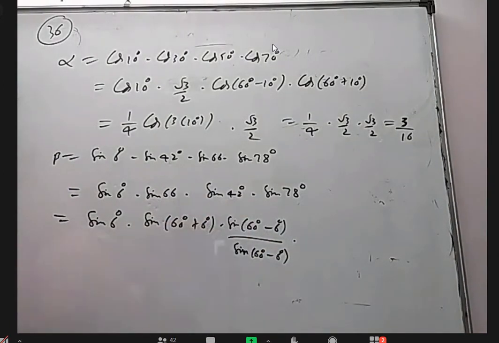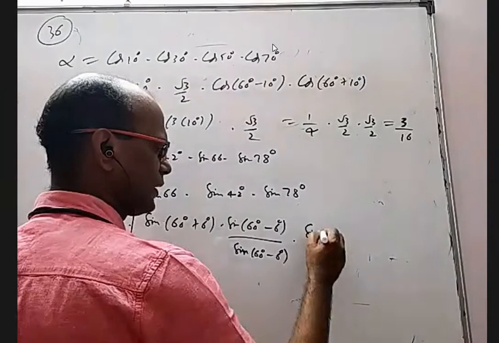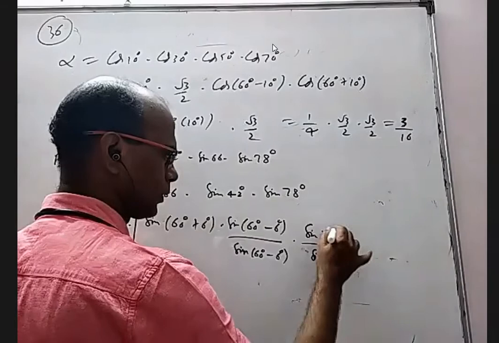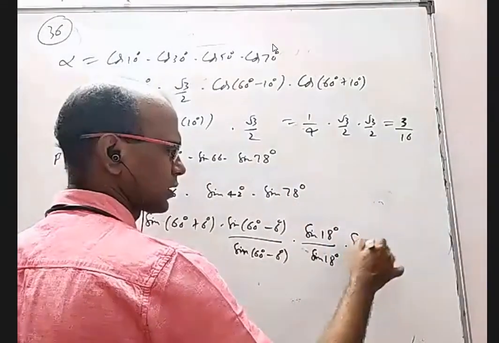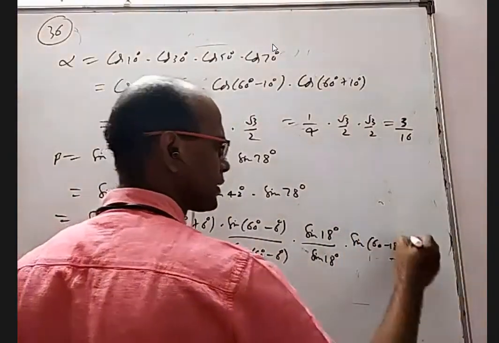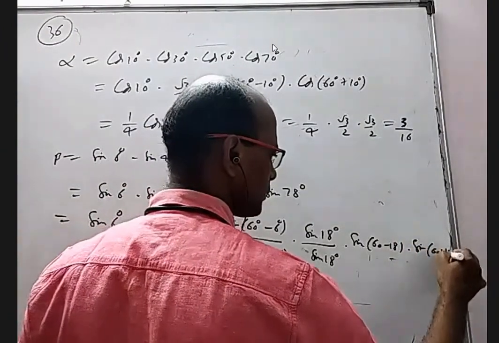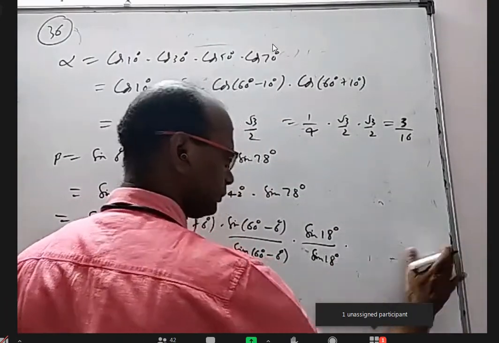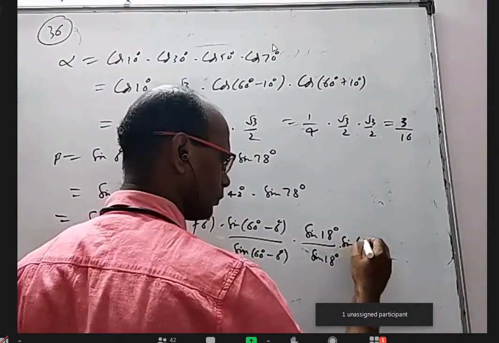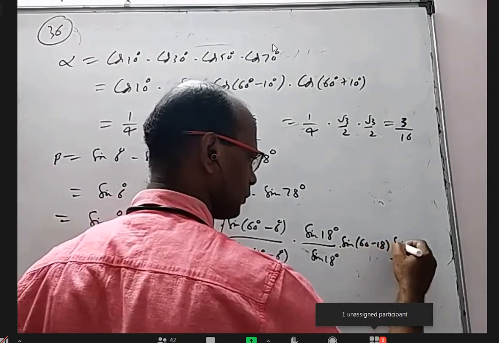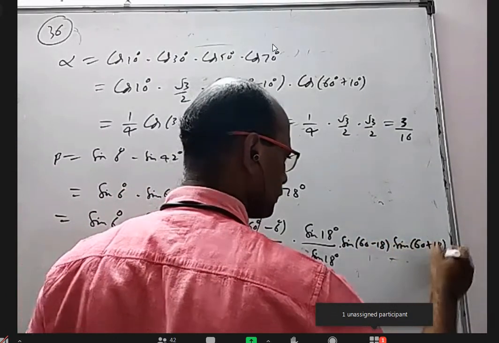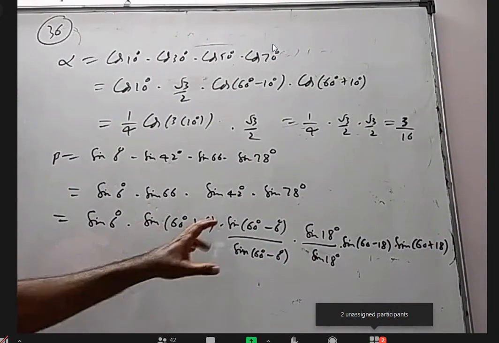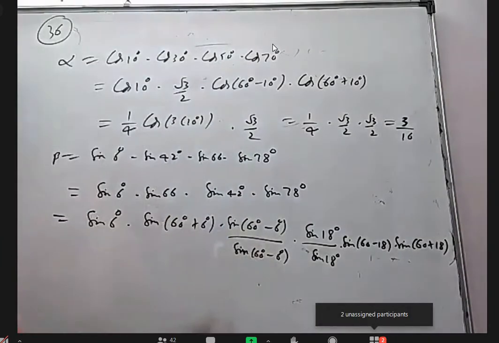Okay, coming to 42 and 78. Sin 18, I will multiply and divide. And this 42 is 60 minus 18. And this 78 is 60 plus 18. Okay, let me write it. Okay, so what we have got is somewhat an idea, and whatever is required to use the formula, whatever is missing, multiply and divide.